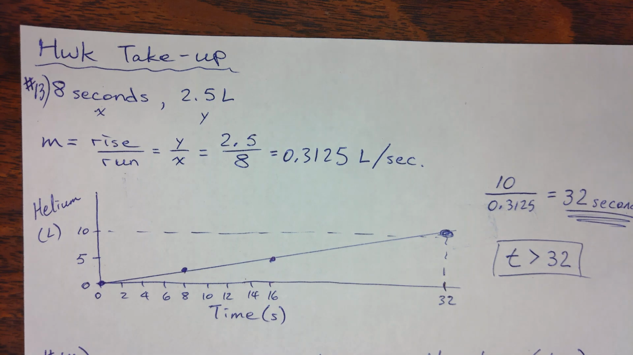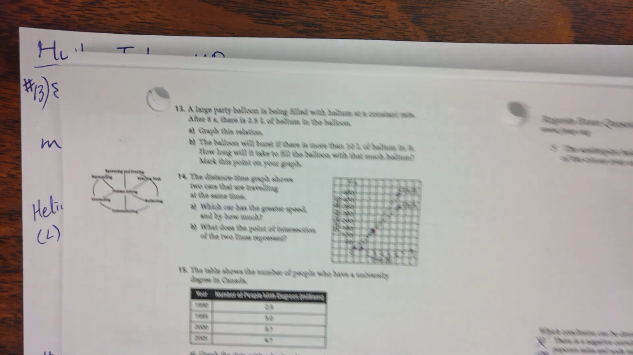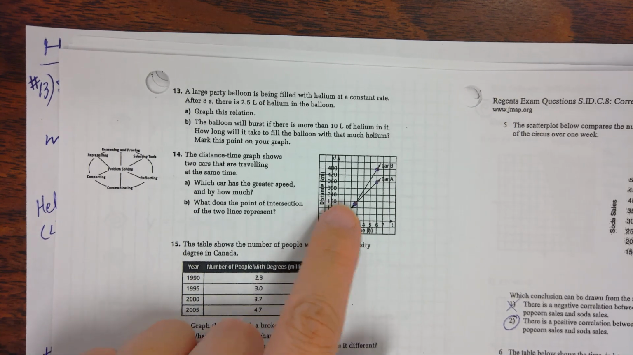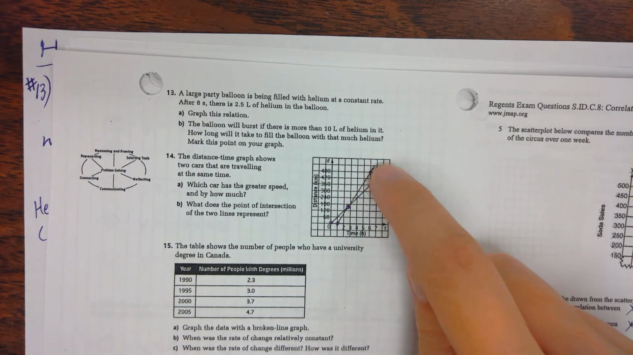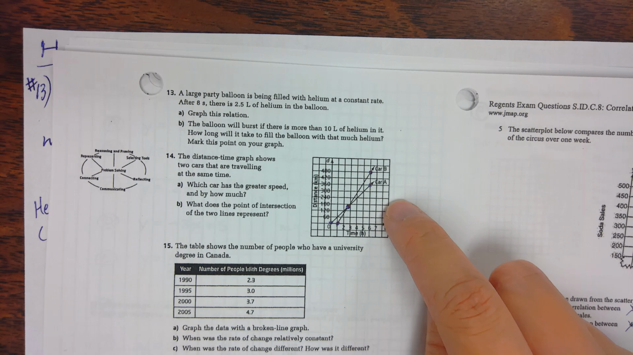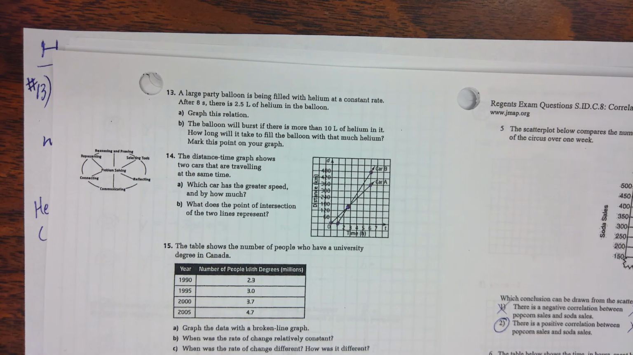All right. Number 14. How many of you did number 14? Good for you. Okay, so looking at this graph right here, you have car A and car B. Which one seems to be going faster? Okay, so who says car A is faster? Who says car B is faster? Good job. Why is car B faster though? Just by looking. Yeah. It has a higher slope.